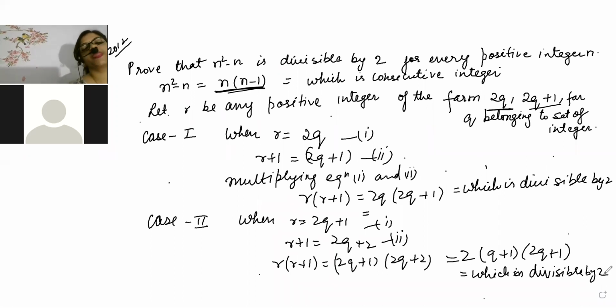So what we have done, beta, is we assumed not only for n but took a general statement, that r is any positive integer, and the product of two consecutive integers will always be divisible by 2. Then this condition is automatically fulfilled. I hope my children understood. Two consecutive integers' product will always be divisible by 2. I hope my children understood how to attempt these types of questions.